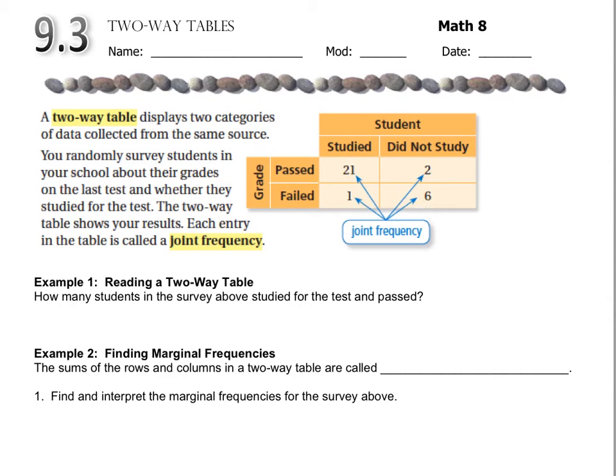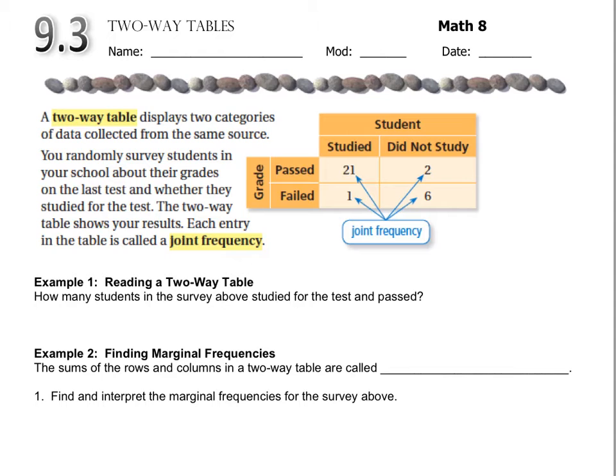So we have information about the student and their studying habits and their grades that all combine together, but in two different ways. They merge together. A little more specifically, in this one, students were surveyed in the school about their grades on the last test and whether they studied or not. The two-way table is showing their results.